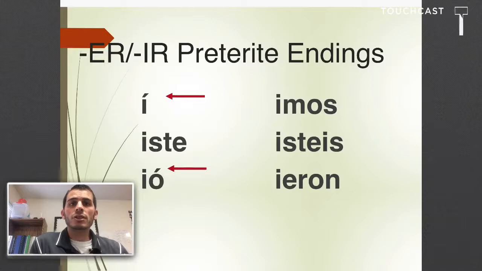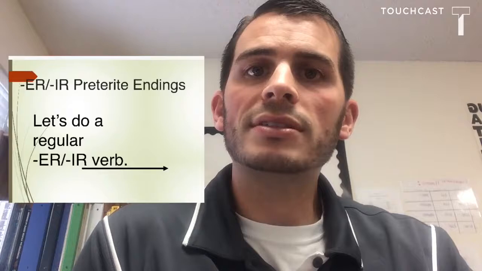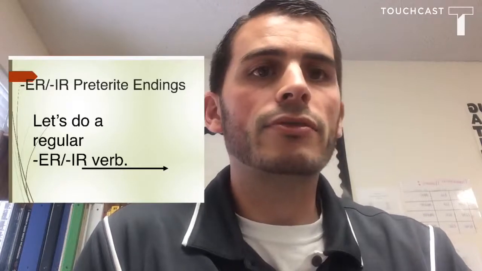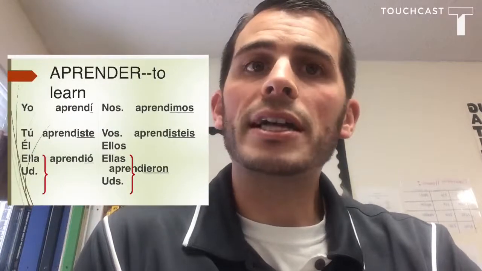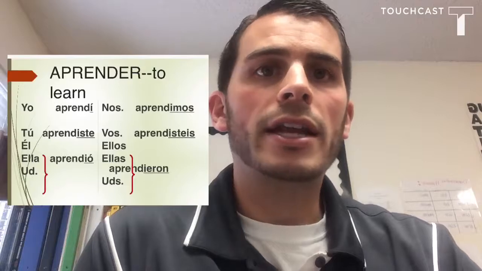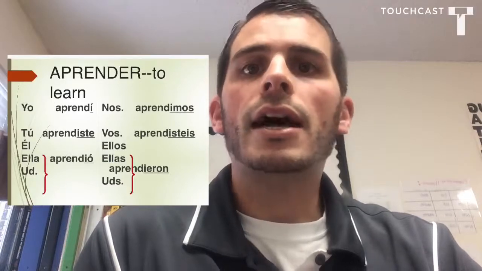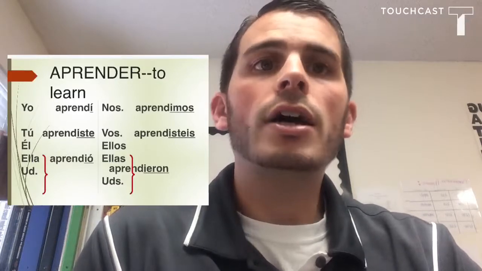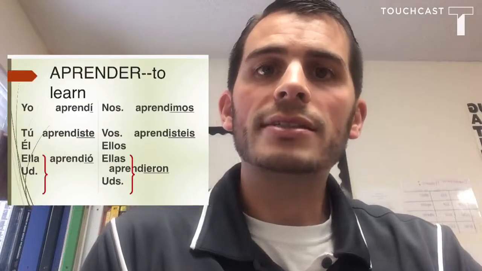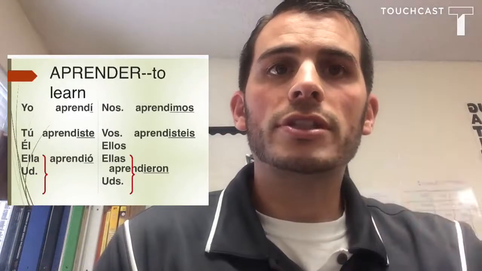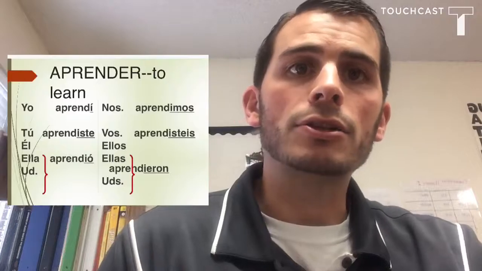Notice again that the first and third person have that red arrow there pointing to the accent. That accent is very important, and we need to make sure that we include that accent on our conjugations. Okay, so what would this actually look like on an IR-ER verb? Look at the verb aprender. We drop that ER, and now we have aprendí, aprendiste, aprendió, aprendimos, aprendisteis, aprendieron. So no longer is it to learn, but I learned.